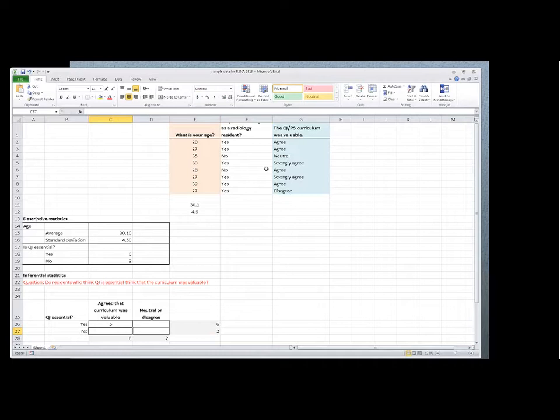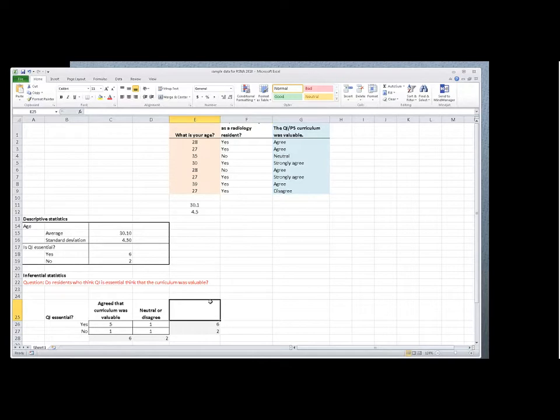QI was essential. And then the number of people that thought it was valuable, but then did not think that QI was essential was 1 here. I hope I have these numbers right. I'm trying to think of this on my own. And then I think we have 5 here. Oh, sorry, 1.